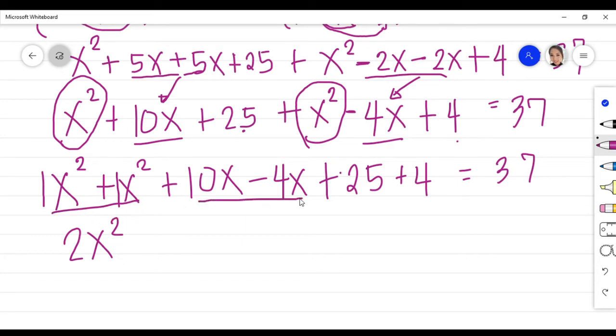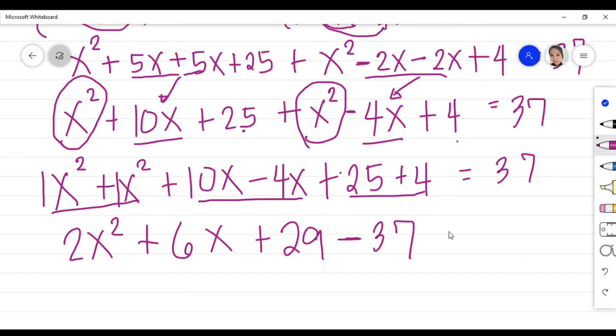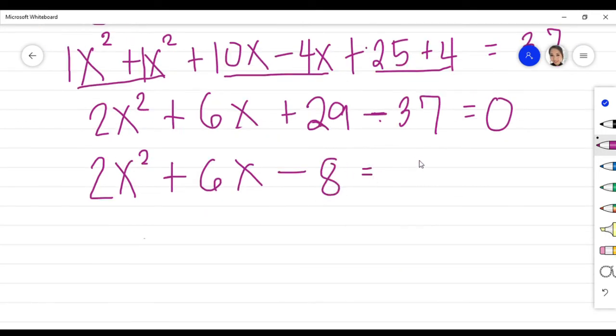And then combine 10x minus 4x. So 10 minus 4, that is 6. So positive 6. Then copy their literal coefficient x. And then how about 25 and 4? So 25 plus 4, that is 29. Now 37, we will transfer 37 on this side. So that is negative 37 equals 0. So copy 2x squared plus 6x. So 29 minus 37. Since 29 is positive and 37 is negative, we have to subtract them because they are different signs or unlike signs. So 37 minus 29, that is 8 equals 0.